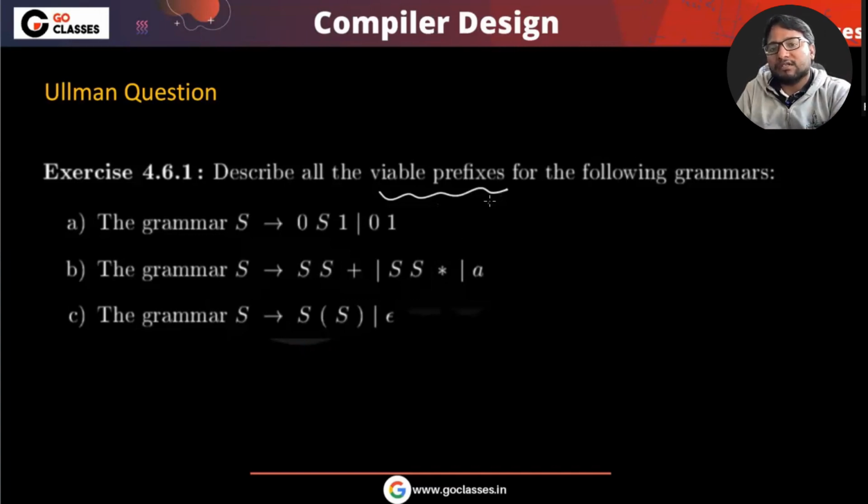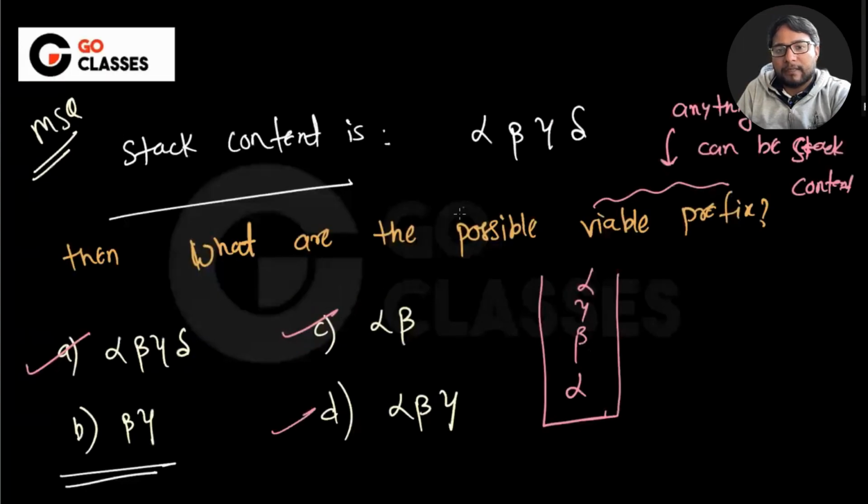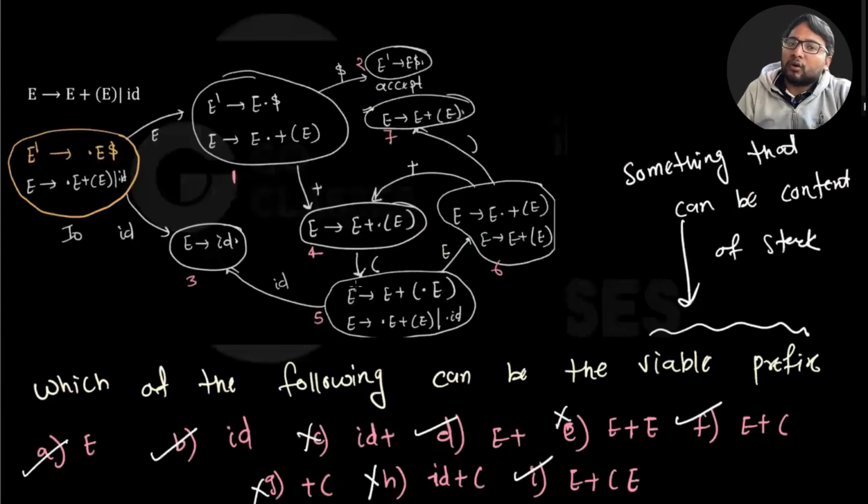See here, can any right sentential form start with ID? Let's suppose there is some right sentential form, can this right sentential form contain E plus? Yes, because it is leading to a valid state. So if someone asks you to give the set of all viable prefixes, meaning whatever can appear on the stack, what do you need to do? Can anyone guess? If someone asks you for all the viable prefixes, what do you need to do?